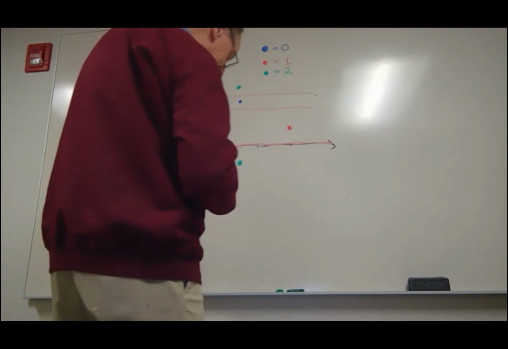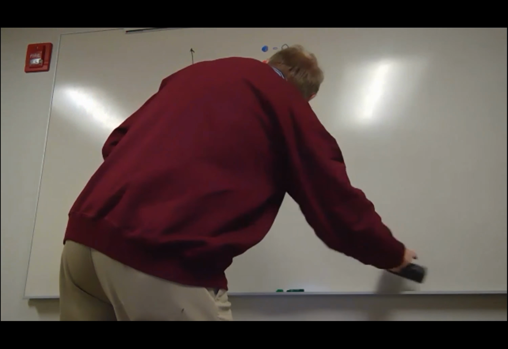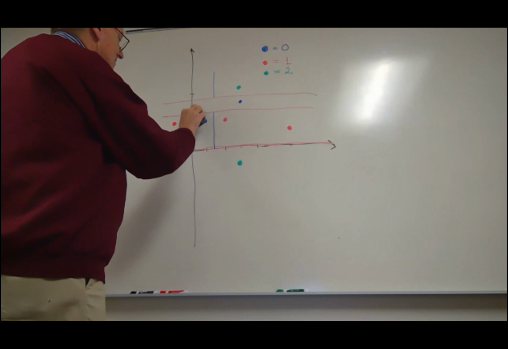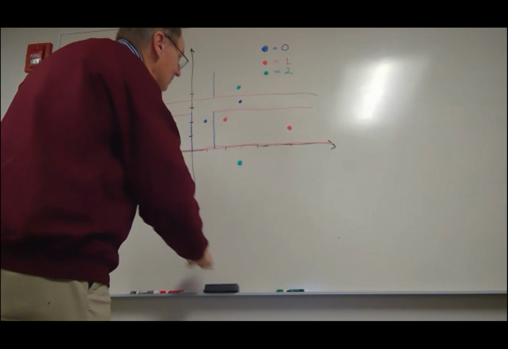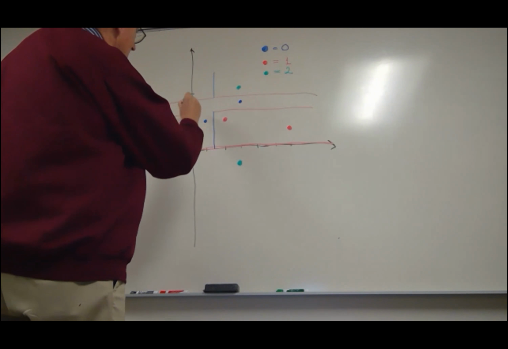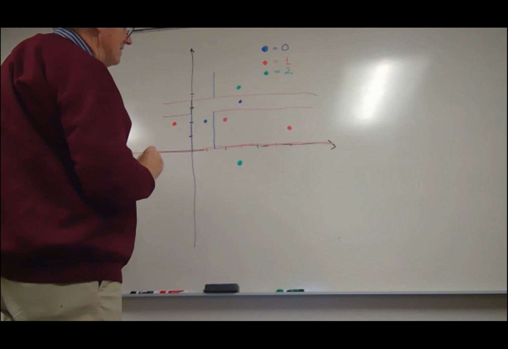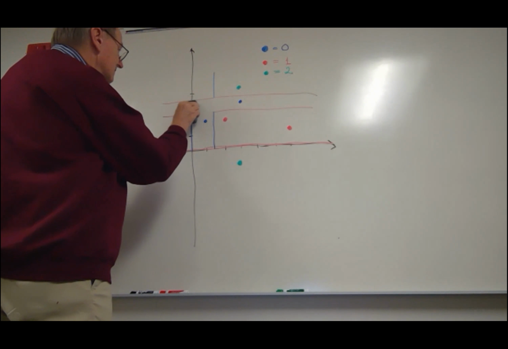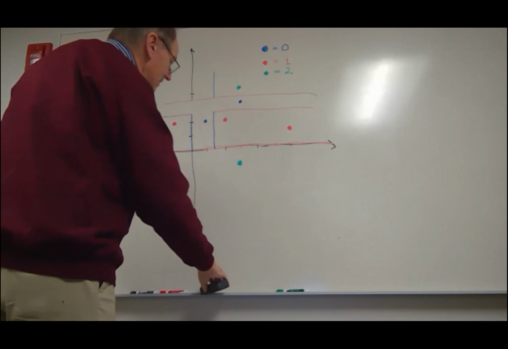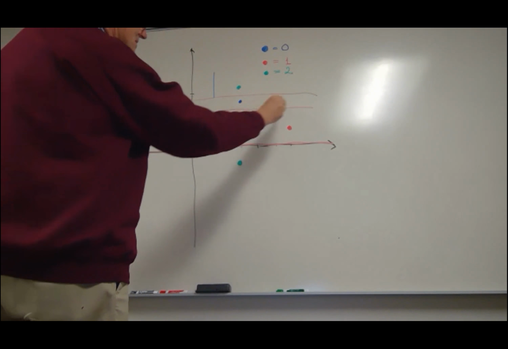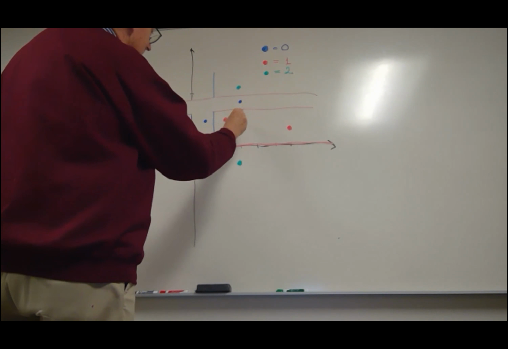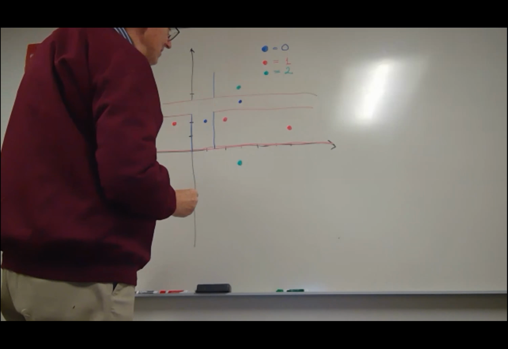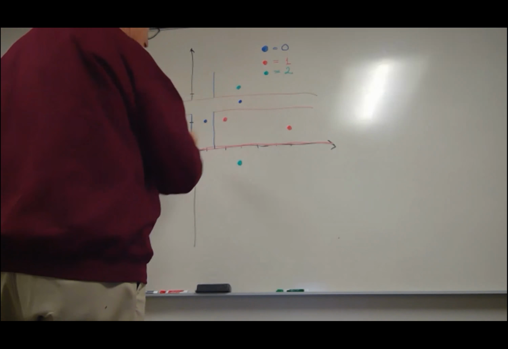So what's our decision boundary? Well, we have the points that are in category 0. Those are the blue points. They are in this piece here. Then we have the red points. They are in these two pieces here. And then we have the green points, category 2. They're in these two pieces here.